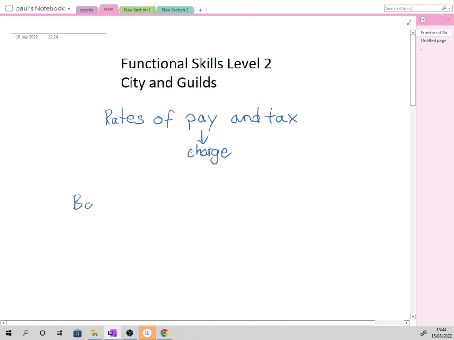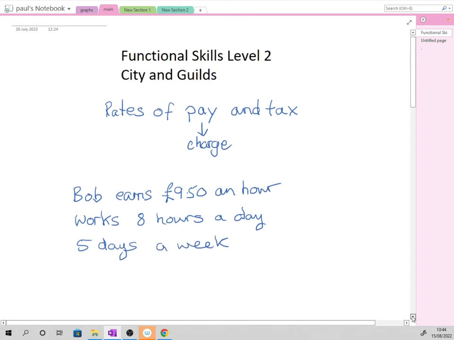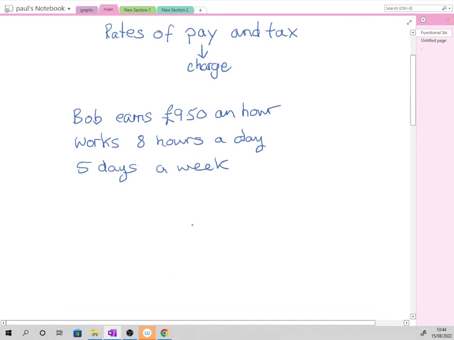So we've got Bob, and he earns £9.50 an hour, and he works 8 hours a day, and he works 5 days a week. So, guess what we've got to do here? Work out how much he gets a week.